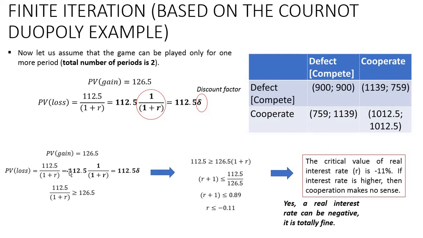Keeping the same assumption, that we want to make players indifferent between defecting and cooperating, present value of loss should exceed or be equal to the present value of gain. So when you solve this, you will see that the maximum value of the real interest rate is 11%. So if it's higher, cooperation will make no sense. And yes, it's fine to have a negative real interest rate.